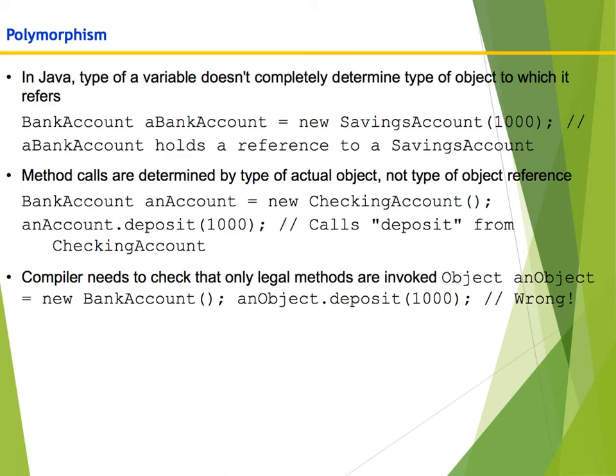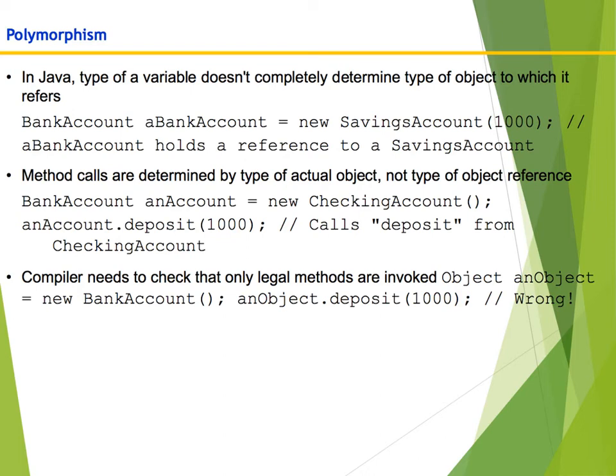However, the compiler needs to check that only legal methods are invoked. Therefore, the compiler always cares about the static type of a variable. So if the static type of a variable is Object and you call deposit on the object, the compiler says the Object class has no method called deposit, and it doesn't accept it, and you will have a compiler error.